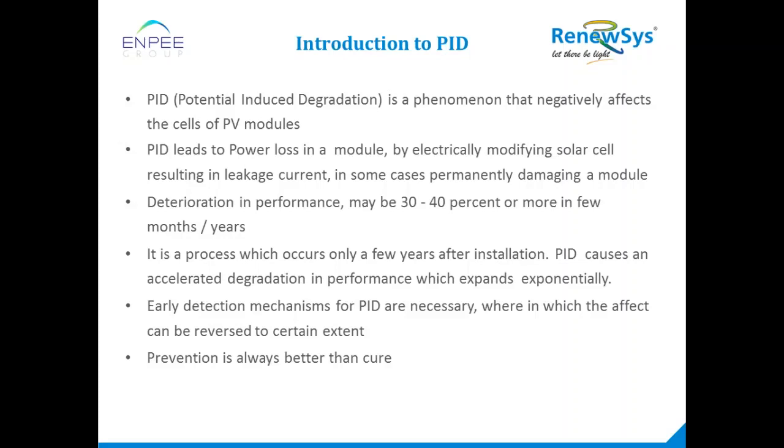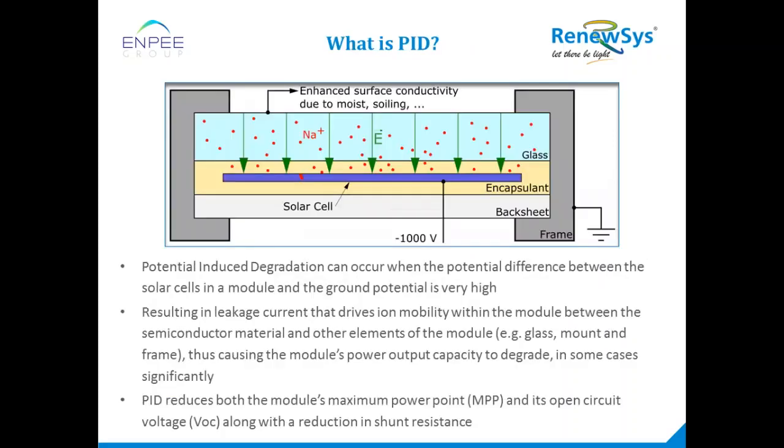So while we are installing plants, which are typically at higher voltage levels, that is around 1000 volts, and nowadays the system voltages have gone beyond 1000 volts to 1500 volts, it's always better we take prevention than wait for PID to happen and then decide what to be done. That is the reason we always say prevention is better than cure. So the way we select the module, the way we design our system, the way we do our grounding are more important in reducing the effect of potential induced degradation.